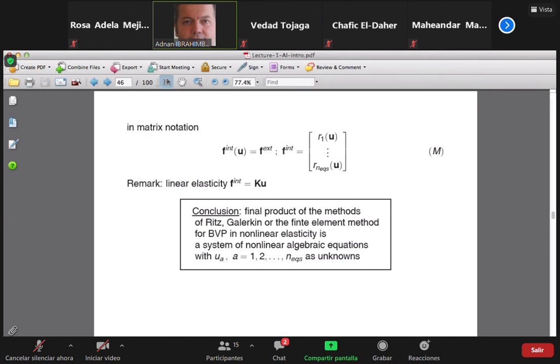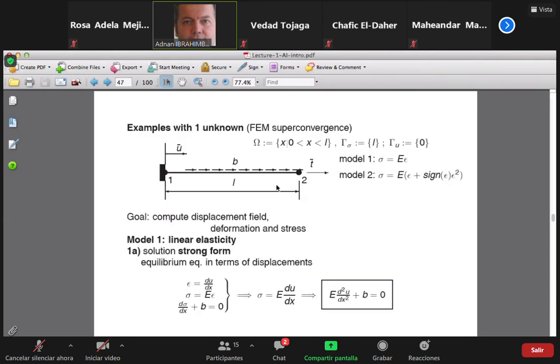already to do for the first homework. Imagine now a simple example where you have a single bar, a single element, of length L, with an imposed displacement U bar and an imposed traction P bar, and on top of that a constant loading B. So I want to solve this problem for two cases. One with linear elasticity, and the other with nonlinear elasticity.